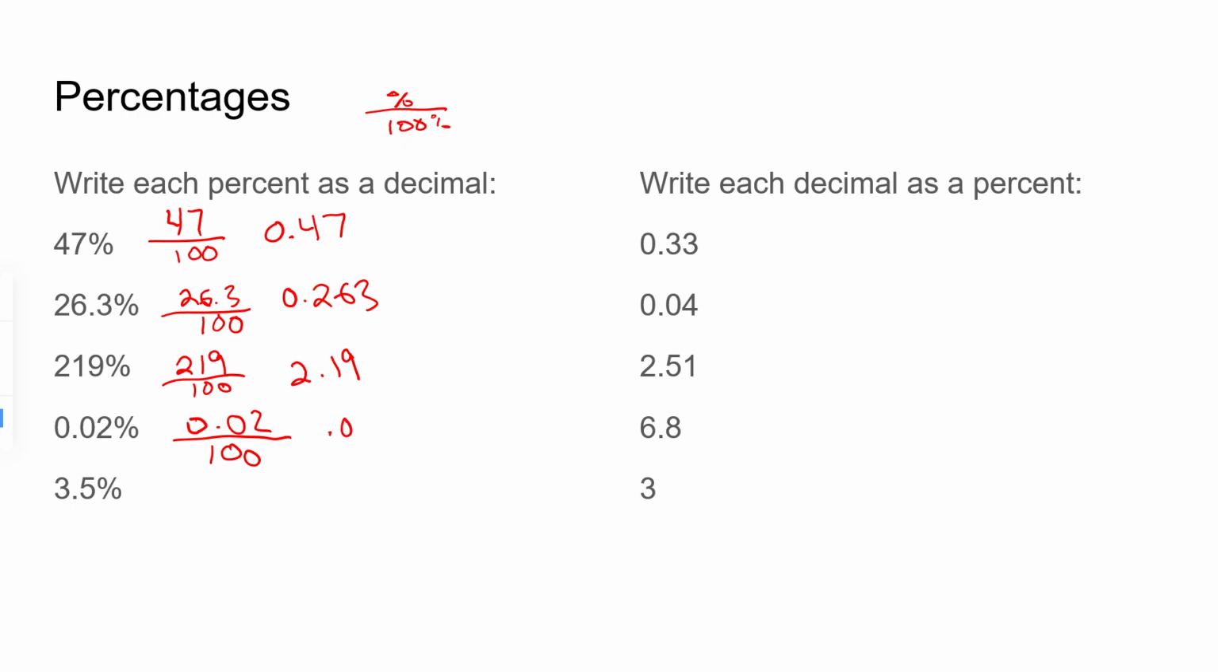Let me actually do this in my calculator to make sure I have the correct number of zeros. So 0.0002 and 3.5.